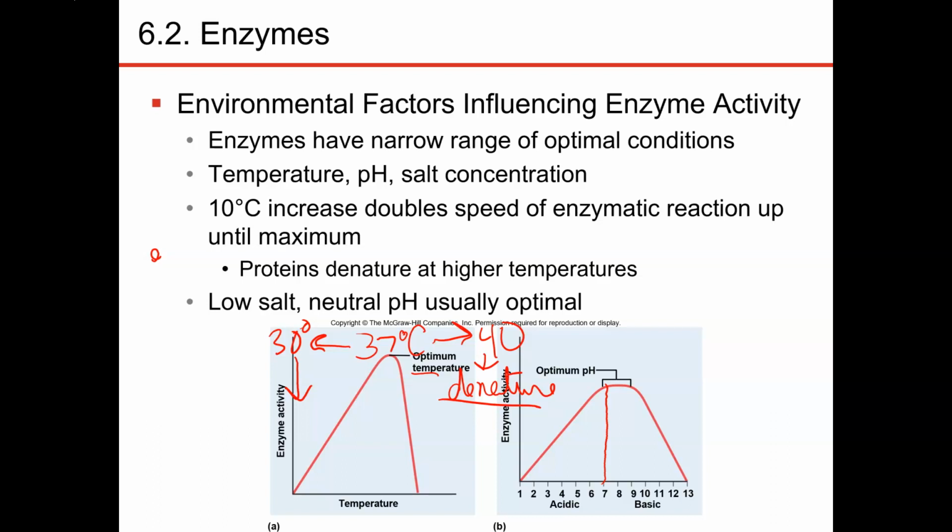When pepsin moves into the small intestines, it becomes inactive. And then different enzymes work. This works in all organisms. So enzymes in bacteria are also going to have optimum pH and optimum temperatures that they work at.